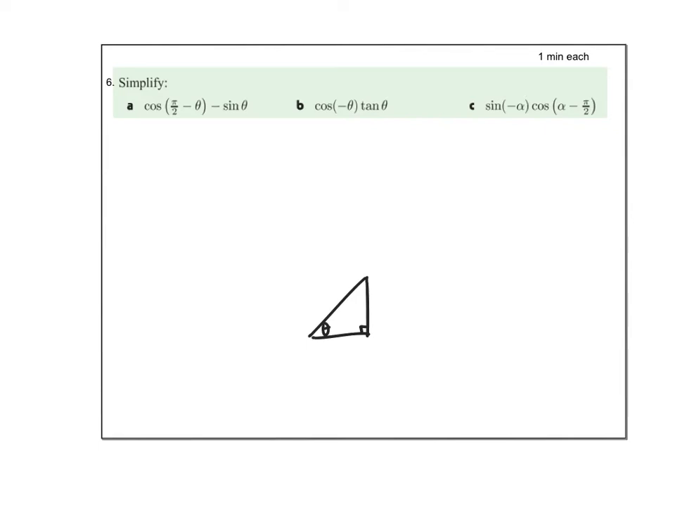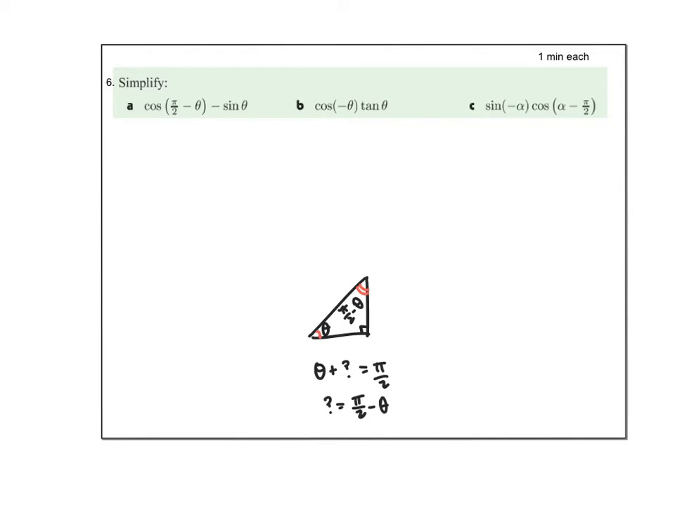So the two acute angles in a right triangle add up to 90 degrees. Therefore, theta plus this missing angle should equal pi over 2. So the missing angle I could actually write in terms of theta by taking pi over 2 minus theta. So this angle would be pi over 2 minus theta.